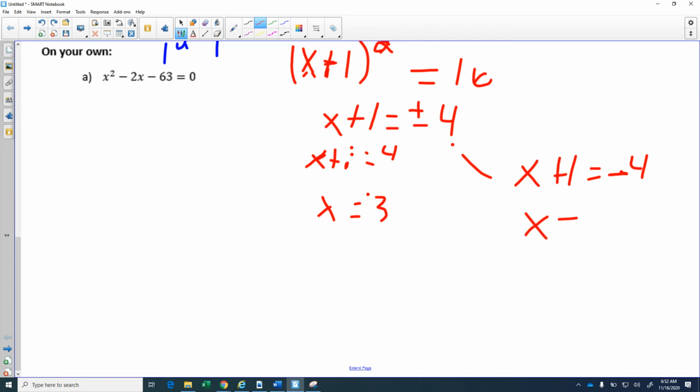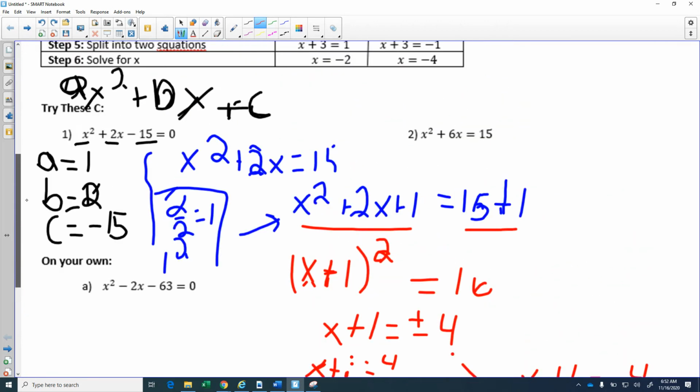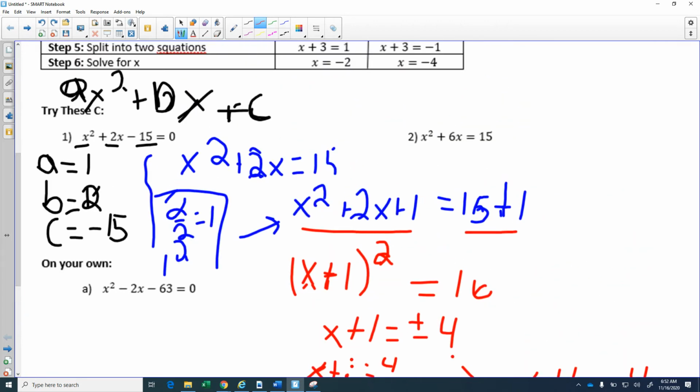If I subtract the 1, that gives me x equals negative 5. We get our two answers. Okay? Now, that's kind of the completing the square process. All right? To quickly go through a lot of different things. All right, notice how to start this problem. I took the middle value, I divided it by 2, and whatever answer I got, I plugged into that value.